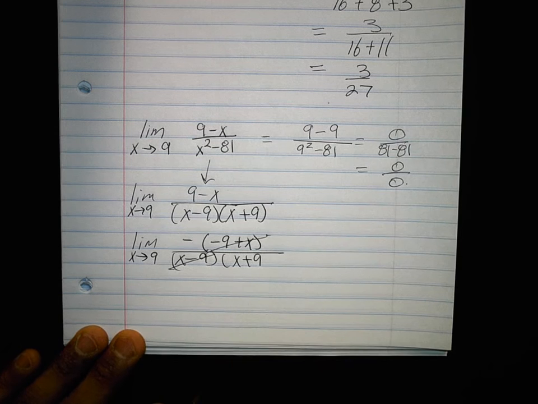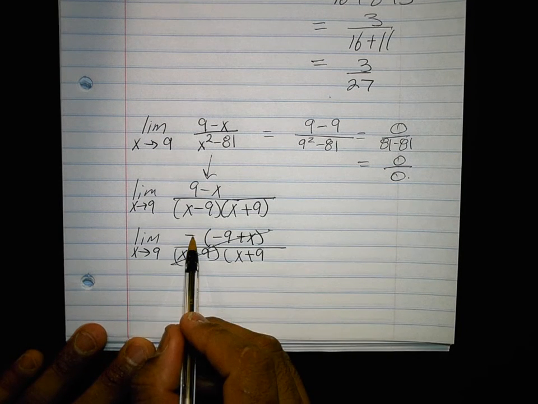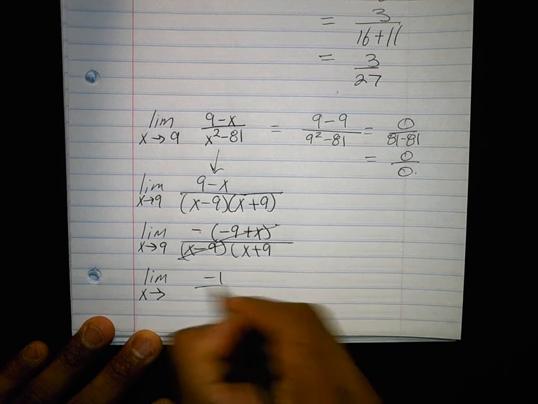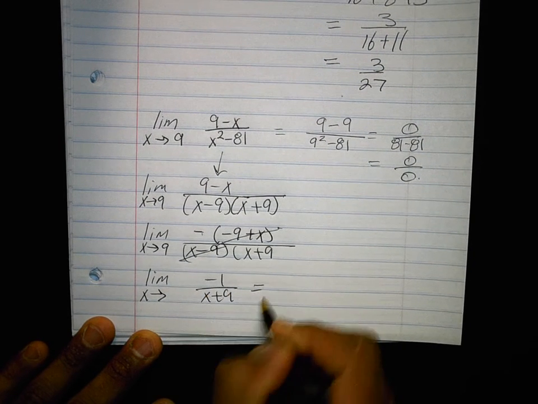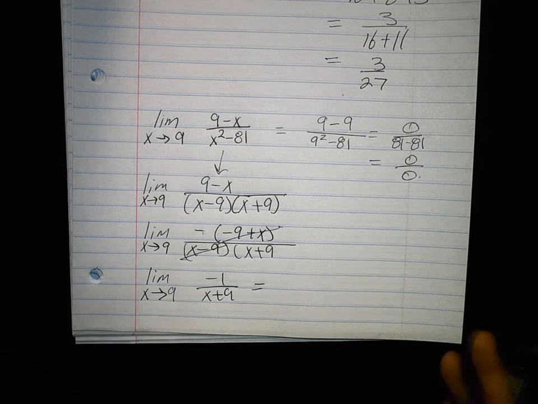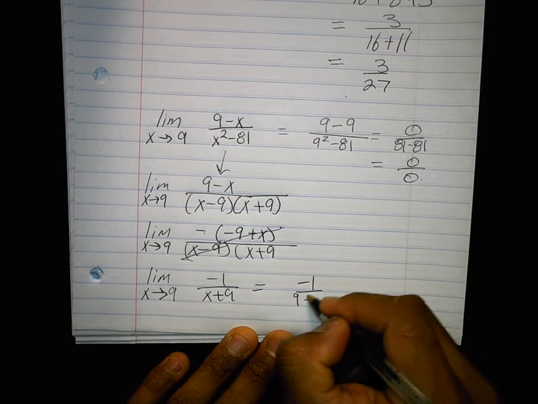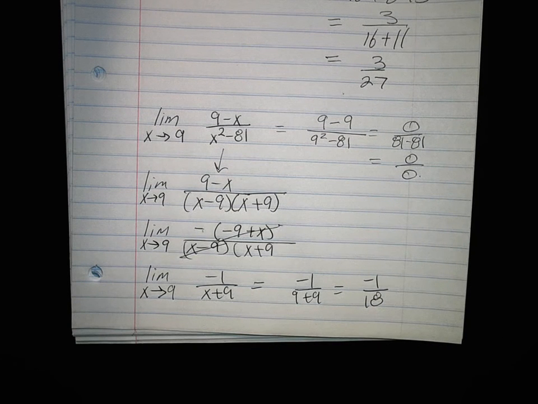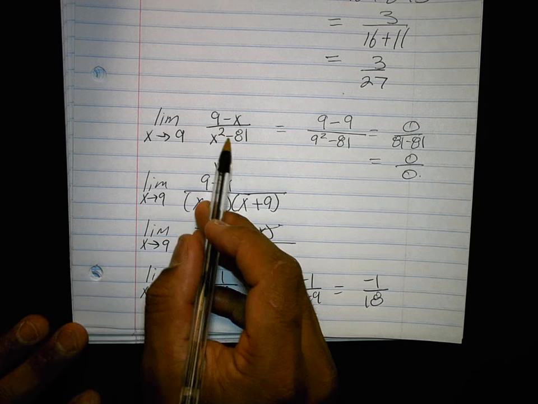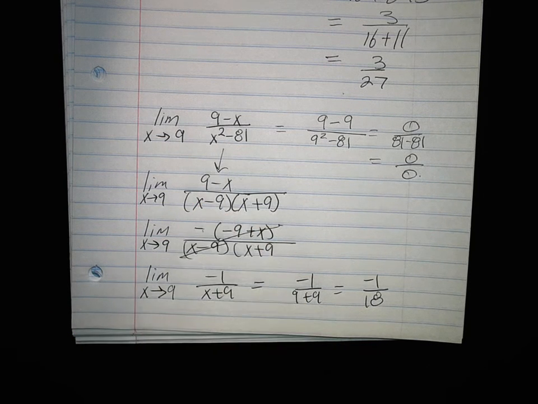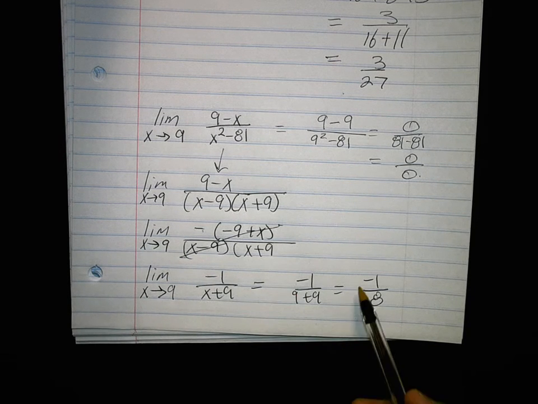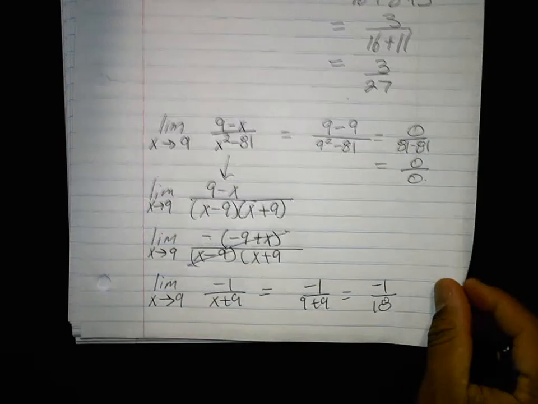So now these reduce. Now be careful because I still got this negative up here. So what I now have is the limit as x approaches 9 for -1 over x plus 9. Now if I plug in my 9, I'm going to get -1 over 9 plus 9. And so my limit is -1 over 18. So what is the strategy? The first thing I want to do is always try to just plug it in and use my direct substitution. If that doesn't work, then I try to factor and manipulate the function and simplify it and see if I can plug it in again at the end. Okay, so let's keep going with this.